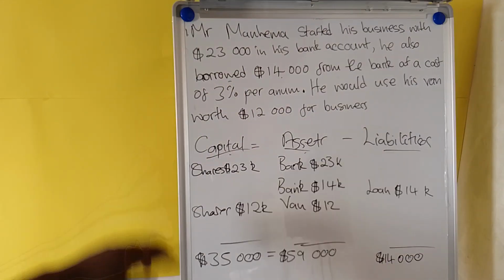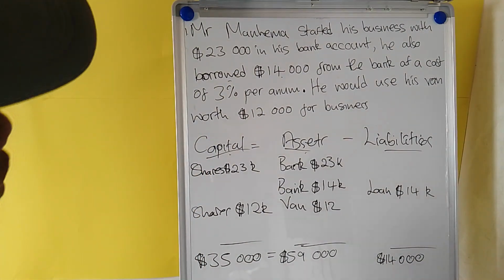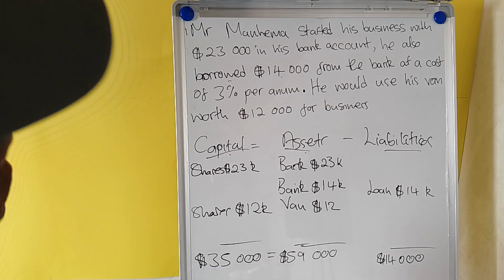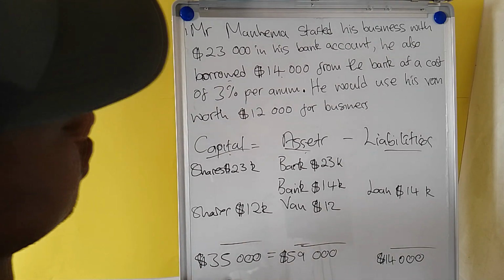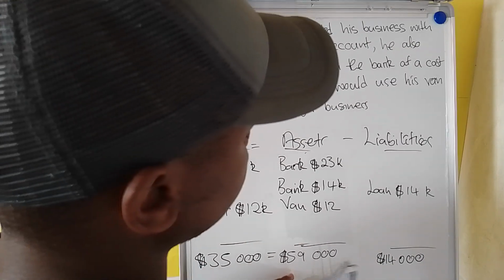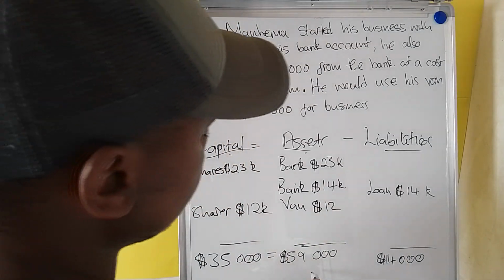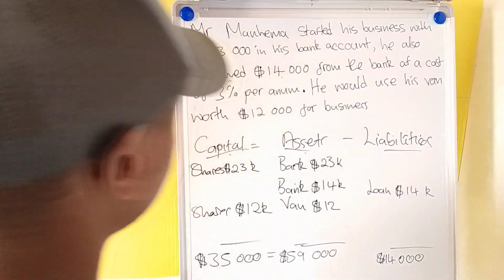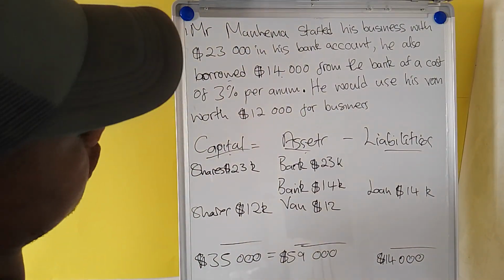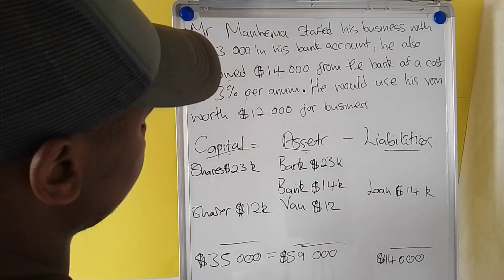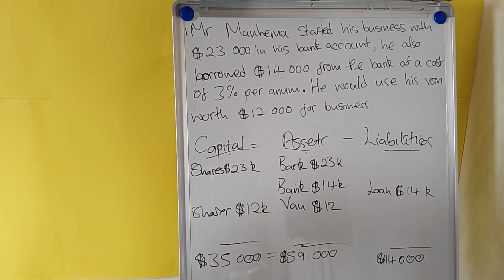Now let's see if our accounting equation will balance. Capital, which is 35,000, is equal to 59,000 minus 14,000. And 59,000 minus 14,000 gives us 35,000. And our accounting equation is balanced. That's the accounting equation for you.